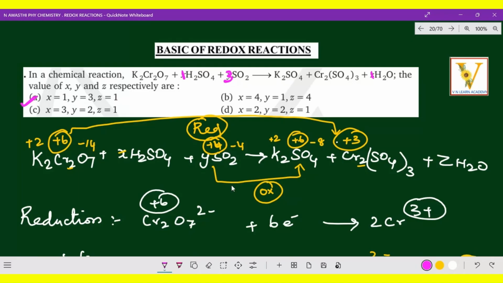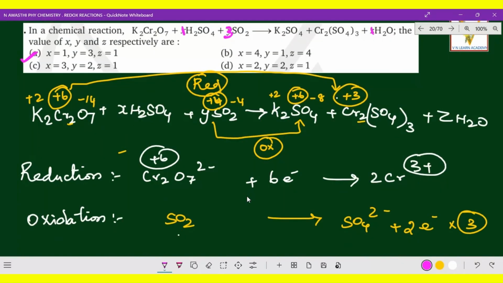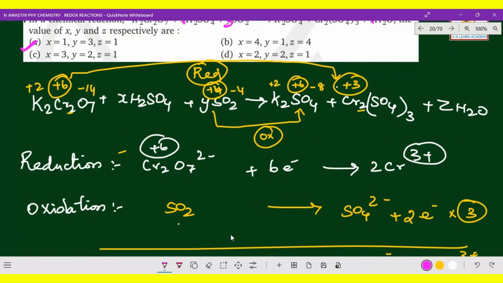So while balancing that ionic equation only, we can easily identify losing electrons and gaining electrons, right?